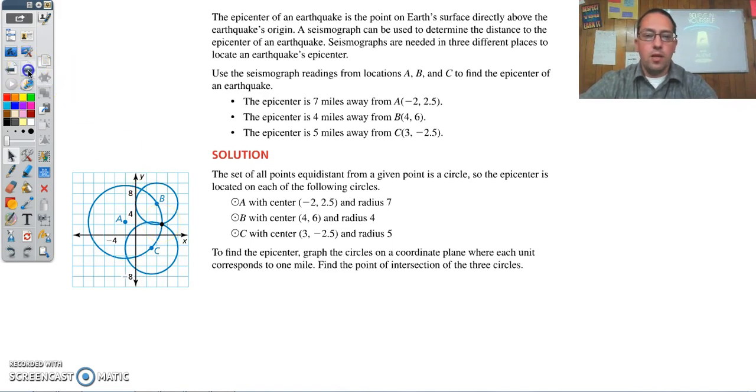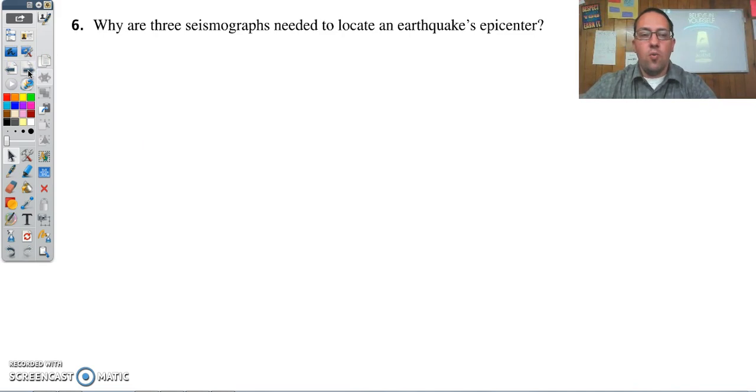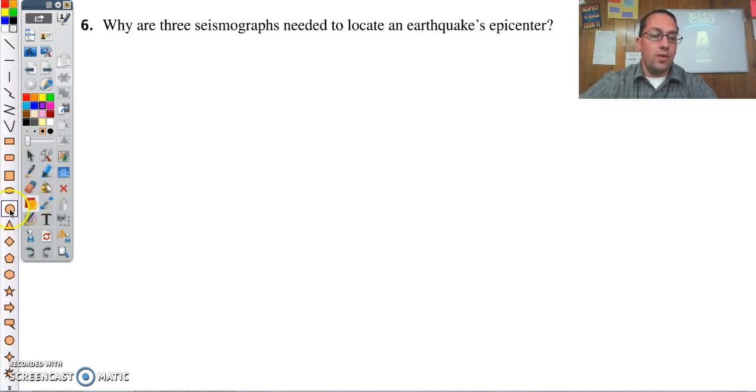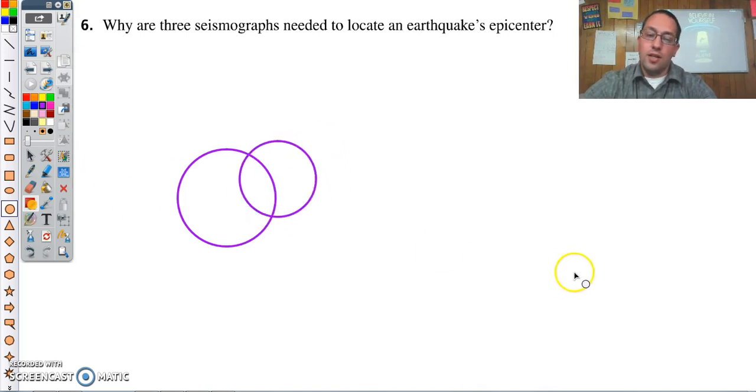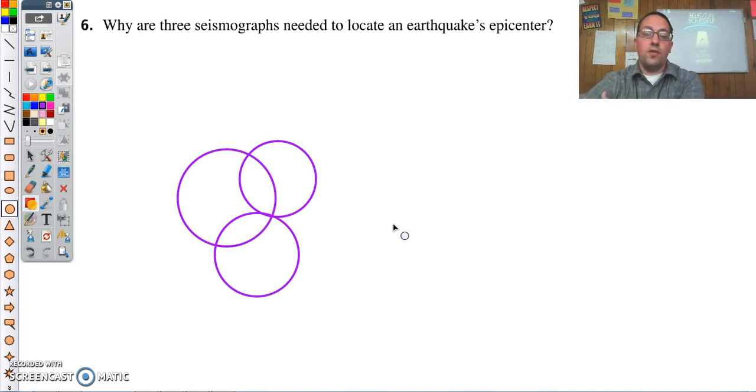All right. Okay. So last question. Why do we need 3 seismographs to do this? All right. The reason we need 3 is because if I only have 2 of them, circle 1, circle 2, they intersect at 2 places, so that doesn't tell you where it is. You have to have that 3rd circle so you get an intersection between all 3 of them. All right? So to get an intersection that locates just 1 intersection, you have to have 3 circles. If you only have 2, then you don't know where it is.